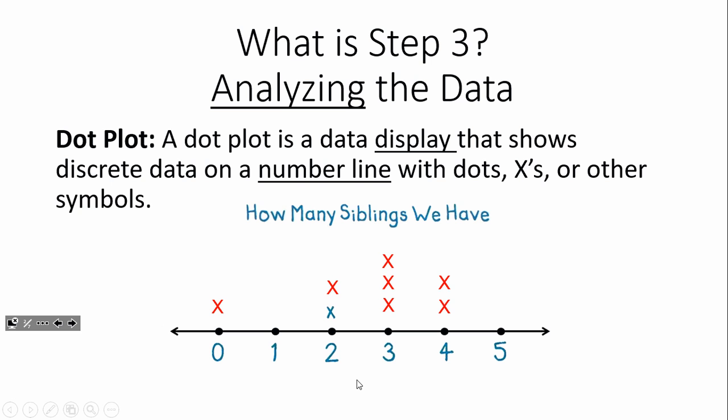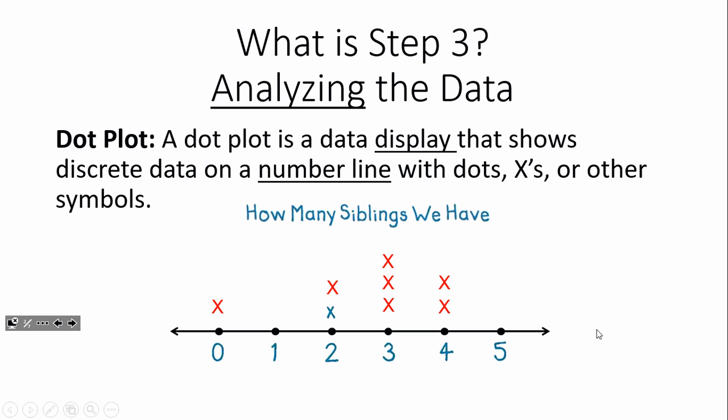Okay, here's what I want you to do. Turn to a neighbor and answer the question, how many people had 4 siblings? Okay, you should have said there are 2 people because there's 2 X's here. That means 2 people answered they had 4 siblings.